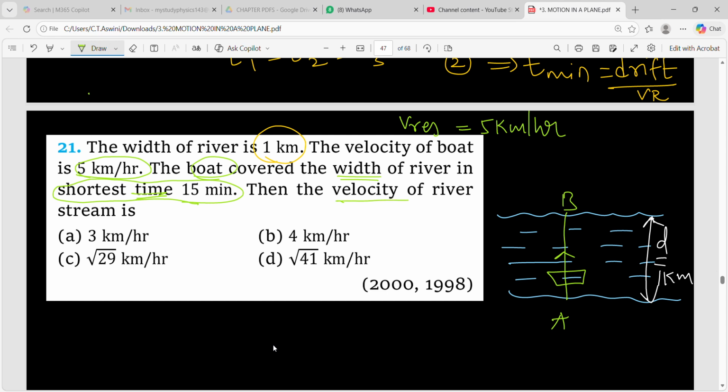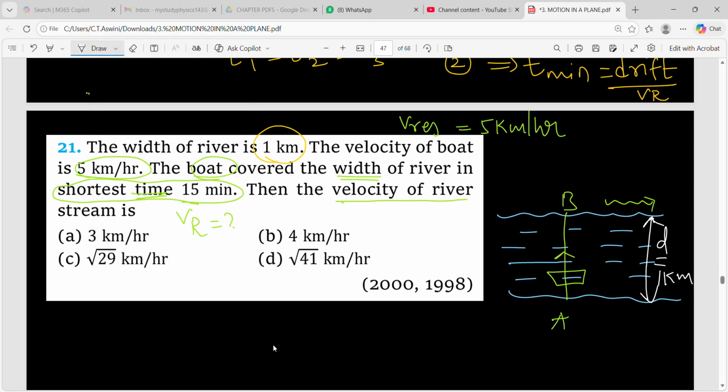If you see the question, the velocity of the river stream, they are asking you V_R. That means the river is in motion. So this is not the velocity of the boat in still water. This is the velocity of the boat in running water. So it's relative velocity. Relative speed is given.